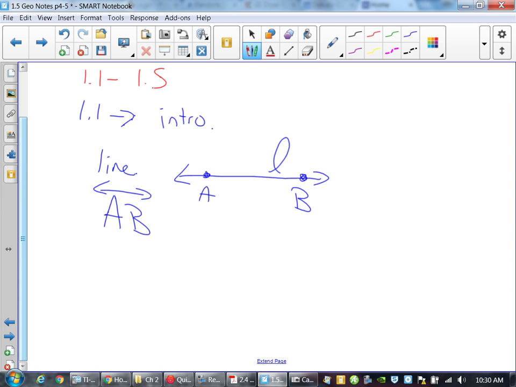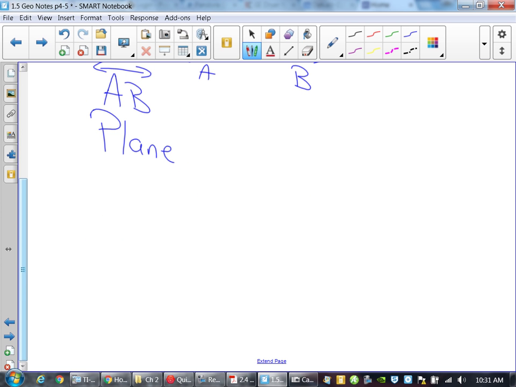What did the uppercase cursive letter show? Do you remember that? Nope. Cursive. Nope. Plane. How many points do you need to make a plane? Isn't it 4? 3.